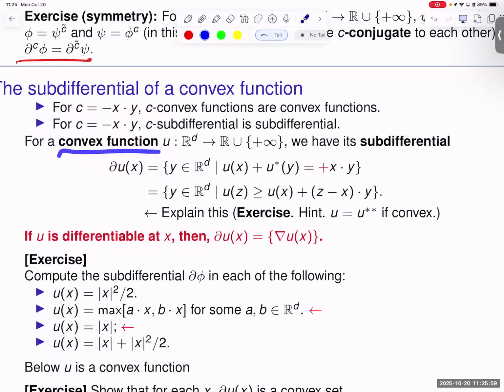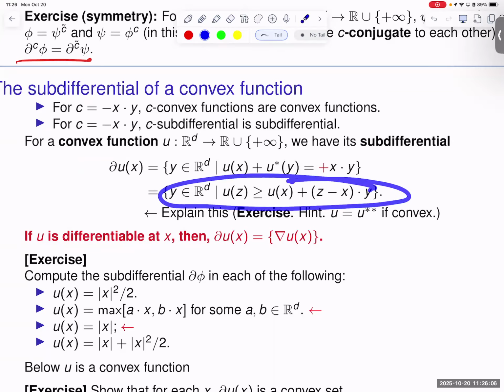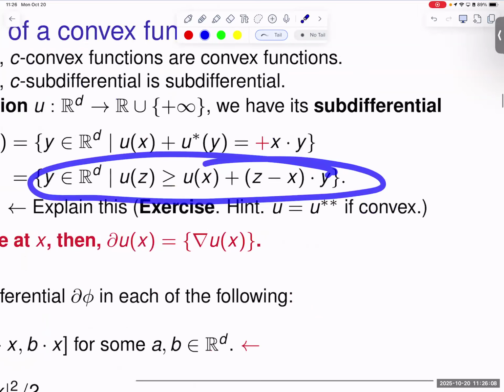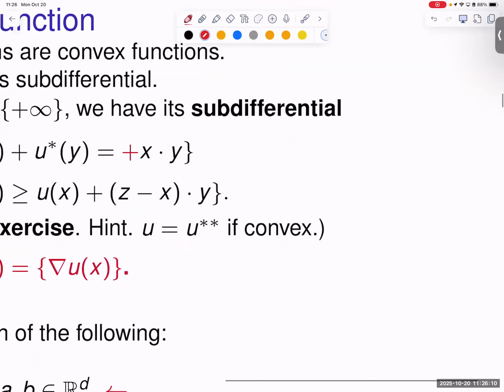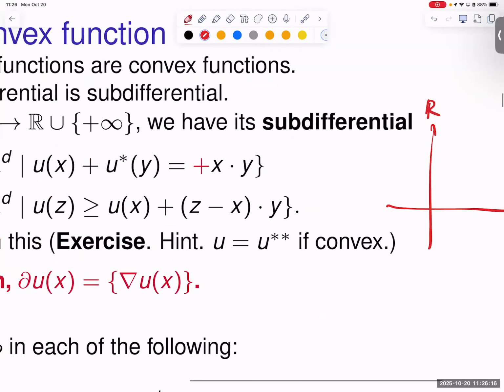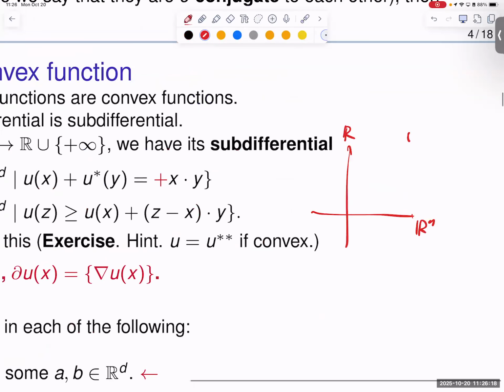So for example, for a convex function, you can consider the subdifferential. The geometric meaning is like this: you have R^n, you have R here, you have some function, let's say in this case u, a convex function like this, and then at each point x, you consider those supporting hyperplanes.